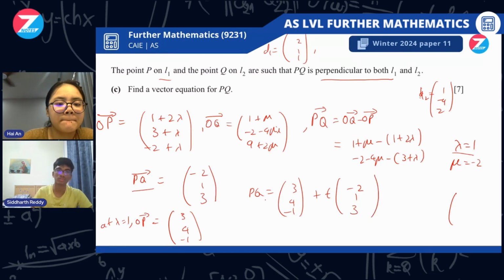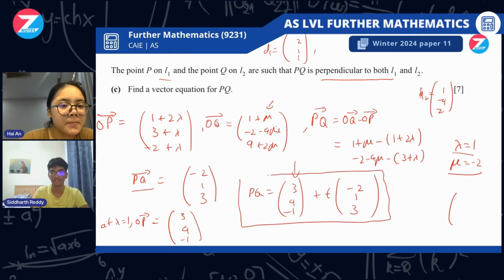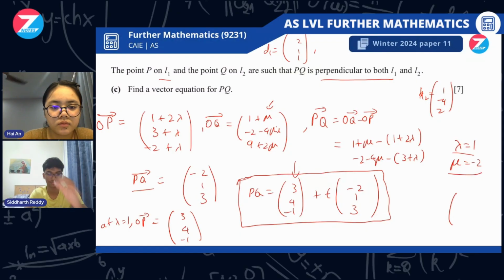You could also substitute mu equal to minus 2 here and use that point in place of this one. But this is my final answer, so it's correct. That's it, I think. This is the last question, so that's the end of this video.